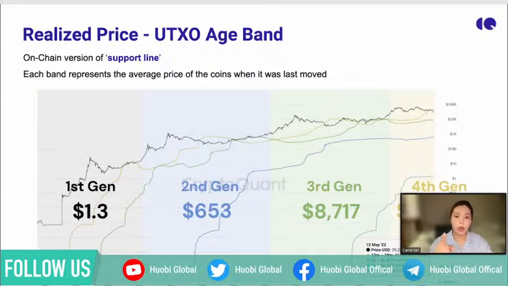The colored chart over here represents the average price of the coins when they were last moved. For the yellow one, it says 12 months to 18 months. So it means that the yellow line represents the average price of the coins that were 1 year to 18 months old, okay? And since these are called support lines, if the price lines that are marked over here are broken, we probably should be aware.